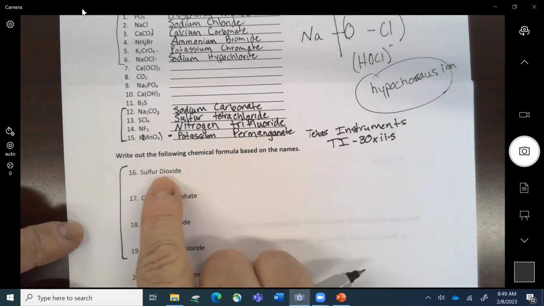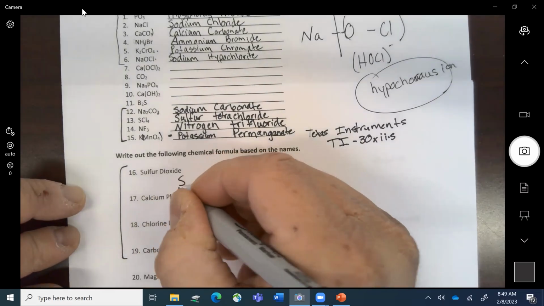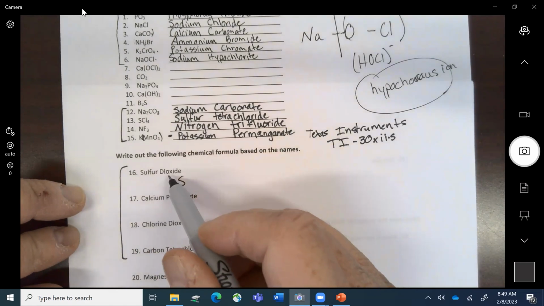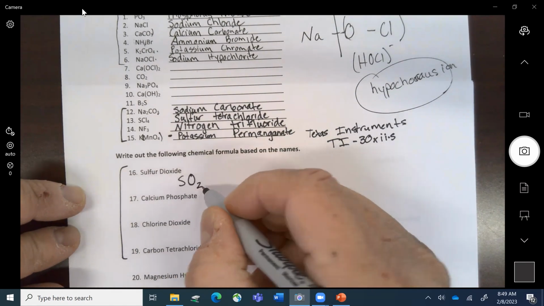All right, sulfur dioxide. So S for sulfur, dioxide. So O is oxygen, di means 2.